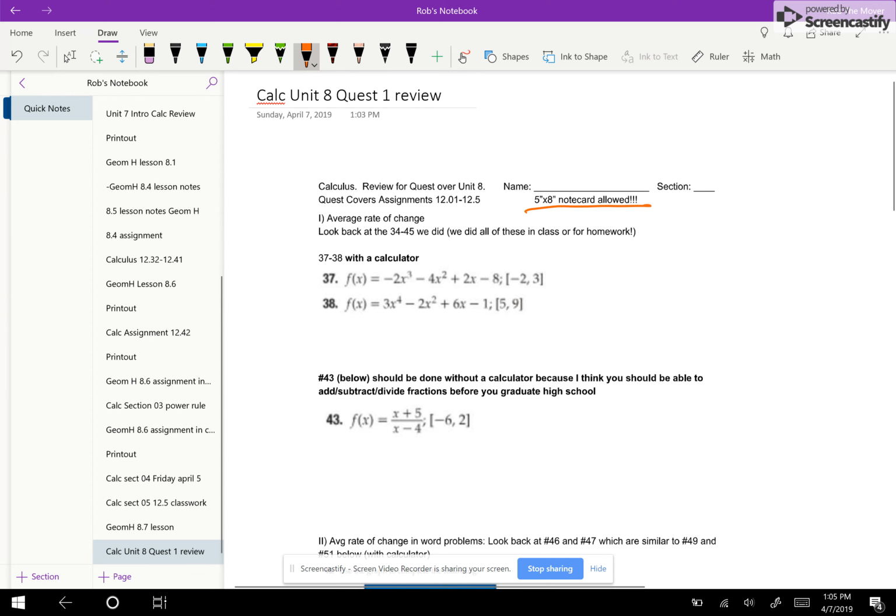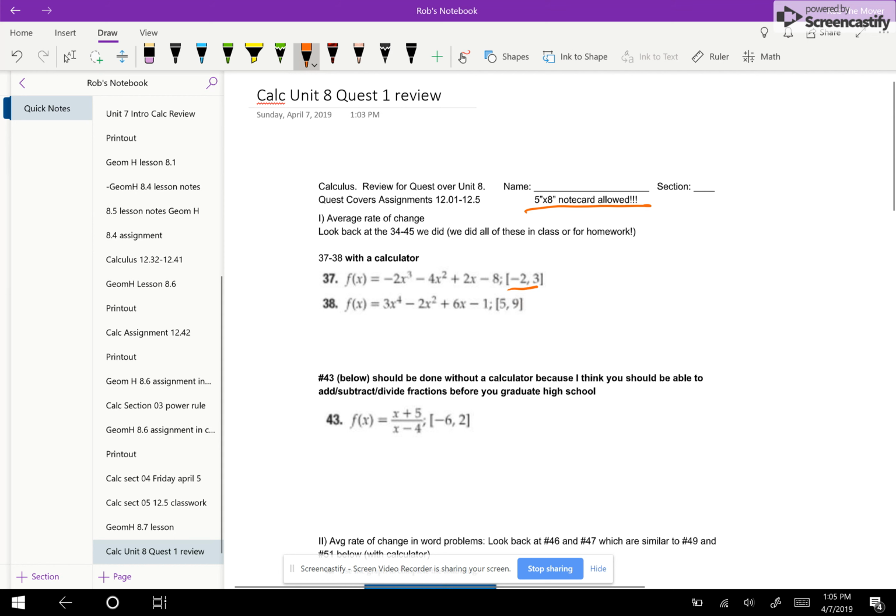or smaller, and you're going to have to hand that in with your quest when you're done. Okay. You're not allowed to use somebody else's note card, only your own note card. Okay. So let's do the first one. I'm going to go through and do all these problems. It's probably going to take a few videos. Look at the ones you think you need.